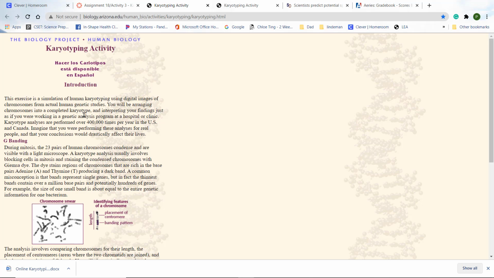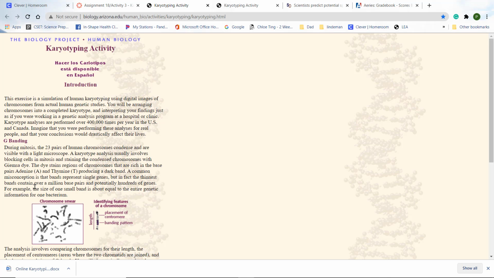So we're going to show you what a karyotype is in a second. So let's talk about G banding. During mitosis, the 23 pairs of human chromosomes condense and are visible with a light microscope. A karyotype analysis usually involves blocking cells in mitosis and staining the condensed chromosomes with Giemsa dye. The dye contains regions of chromosomes that are rich in the base pairs adenine and thymine. So you already know this, that there are 4 base pairs: adenine, thymine, guanine, and cytosine. So this dye only really affects areas of adenine and thymine with a dark band.